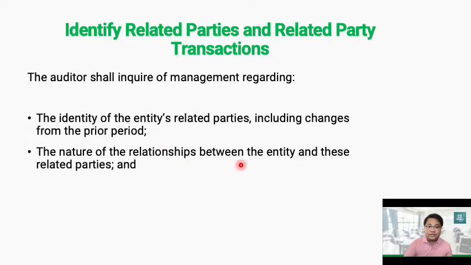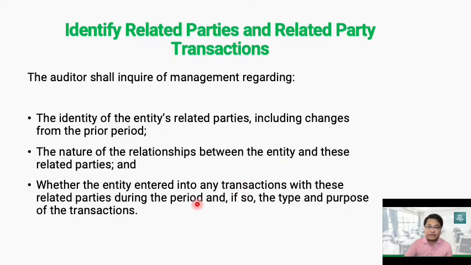So, the nature of the relationship between the entities, whether parent-subsidiary relationship, significant influence, or joint venture, and whether the entity entered into any transactions with these related parties during the period, and if they entered, the type and purposes of the transaction. Usually, there will be a tabular disclosure of that in the notes to financial statements of the client, disclosing the amount of the transaction, the movement during the period, and the ending balances.